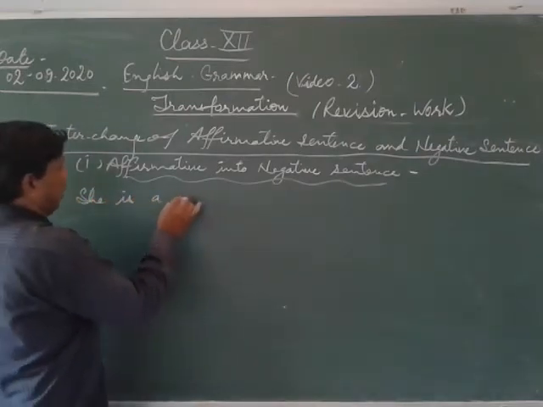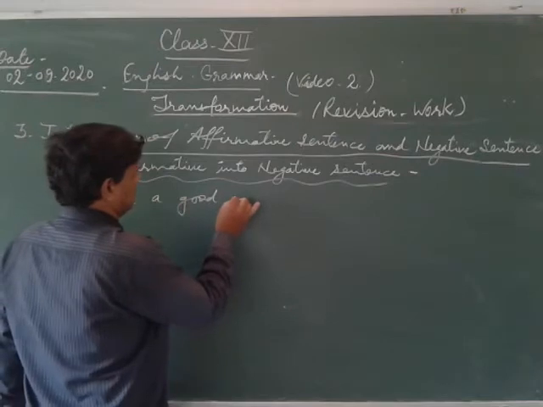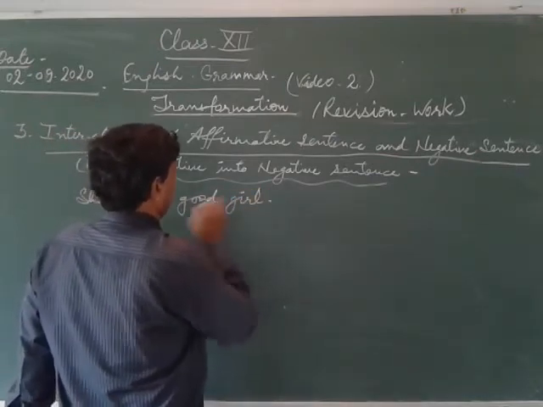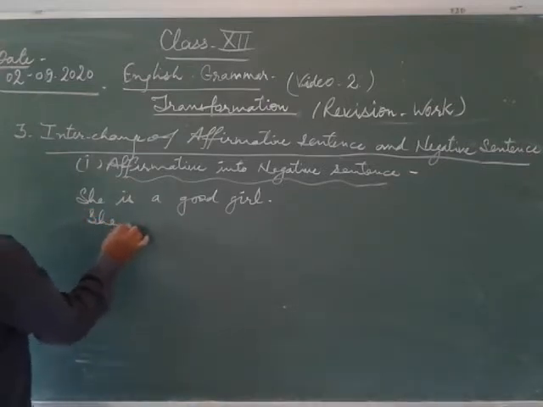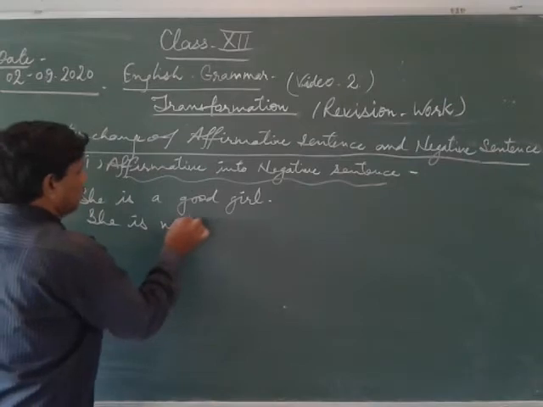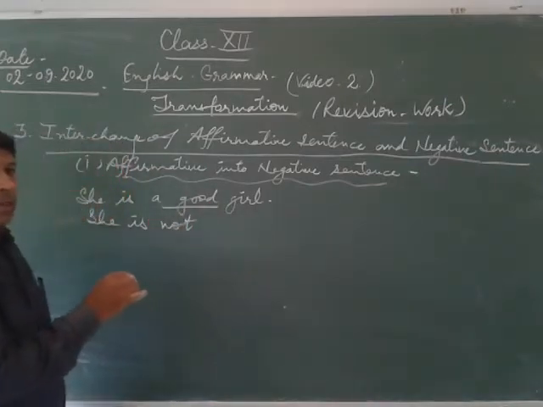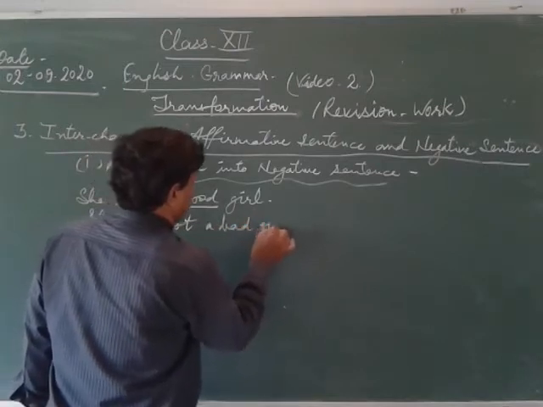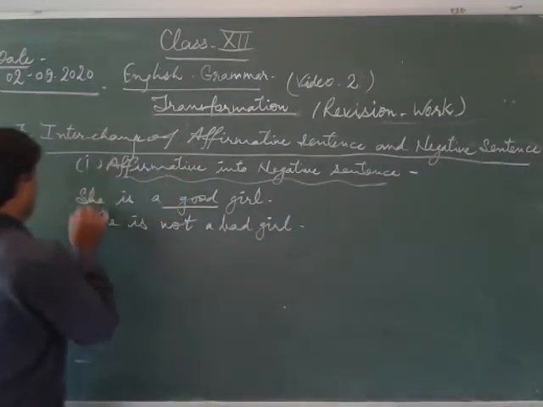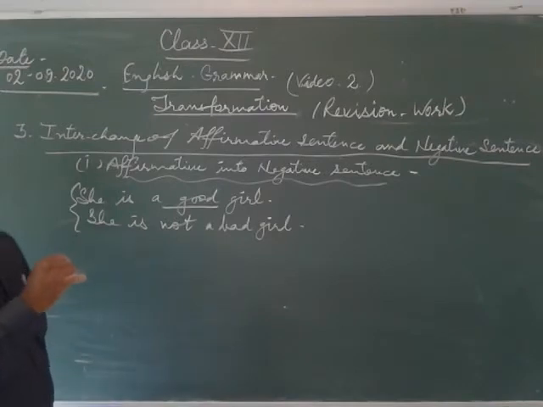She is a good girl. See here, in the same sentence, she is a good girl. She is not, what is the opposite of good? Bad. She is not a bad girl. Understand? So this is the same example here.